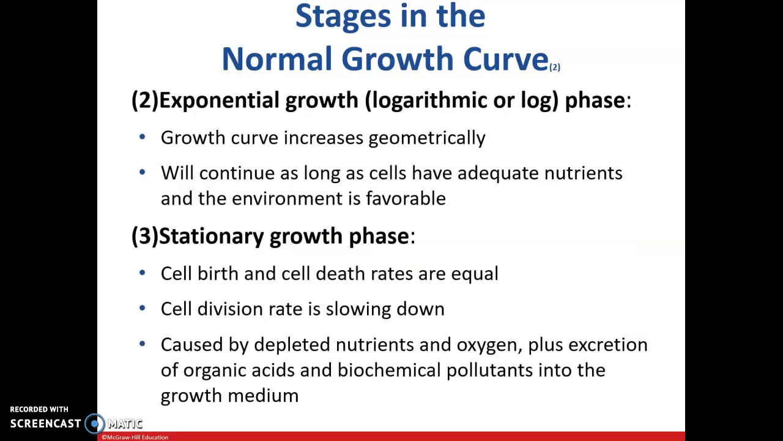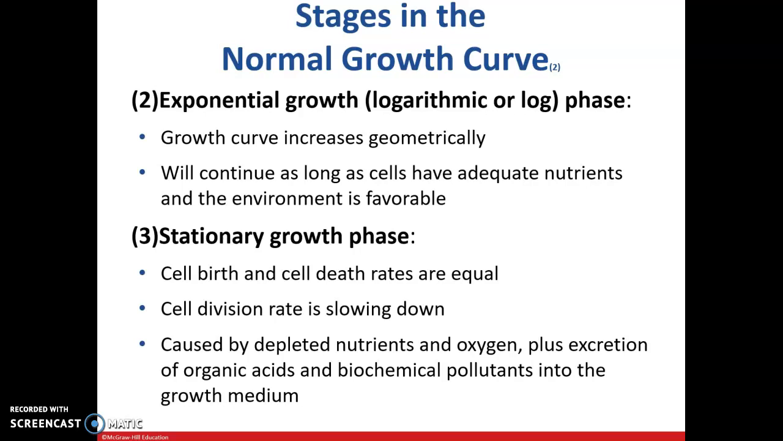Step 2 is the exponential growth phase, also known as the logarithmic or log phase. This is when that growth curve increases geometrically. So this will continue as long as the cells have adequate nutrients and the environment is favorable. So this is going to be when most growth occurs for the microbes. And when I say growth, I just want to clarify, I'm not talking about the cell itself getting bigger. I mean the generations. You know, we go from one generation to the next, to the next, to the next. So we get more and more cells that are developing.